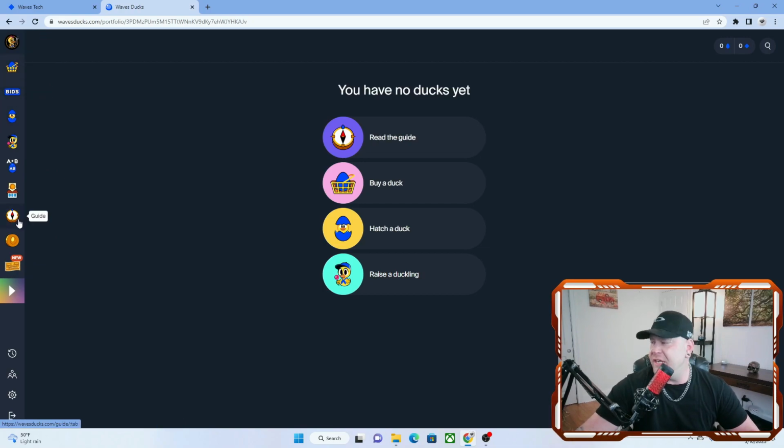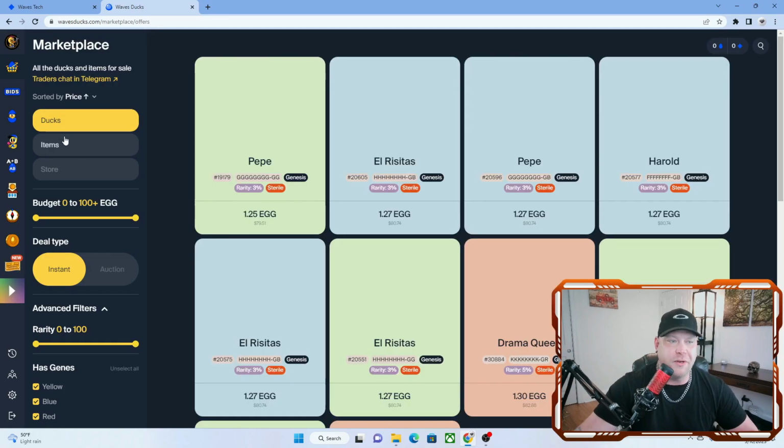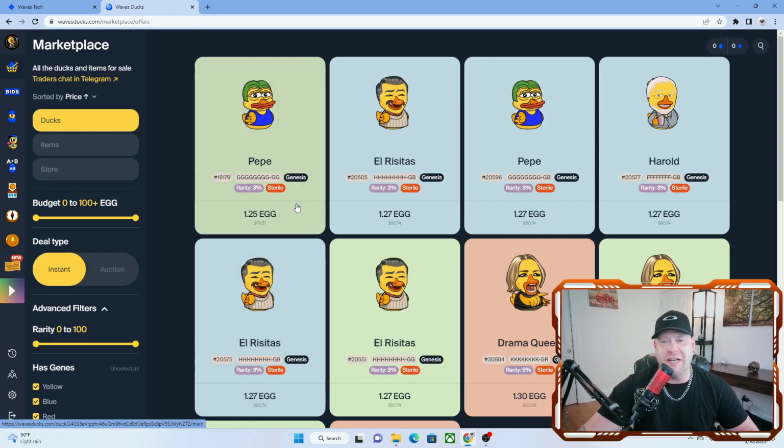Let me see. As you can see, easy navigation on here as well. They did a really great job of making everything pretty easy to navigate here. And if you want to buy a duck, you literally come here, buy a duck. I mean, I don't know why I'm looking all the way over there. And as of right now, they do have Genesis ducks.